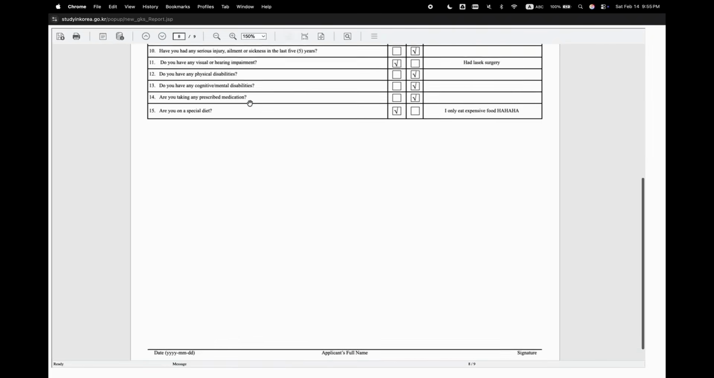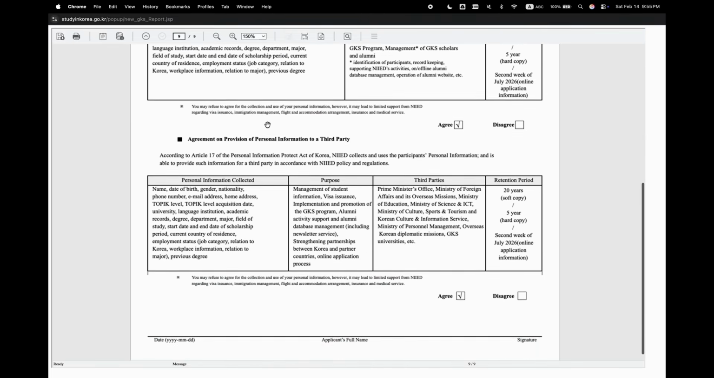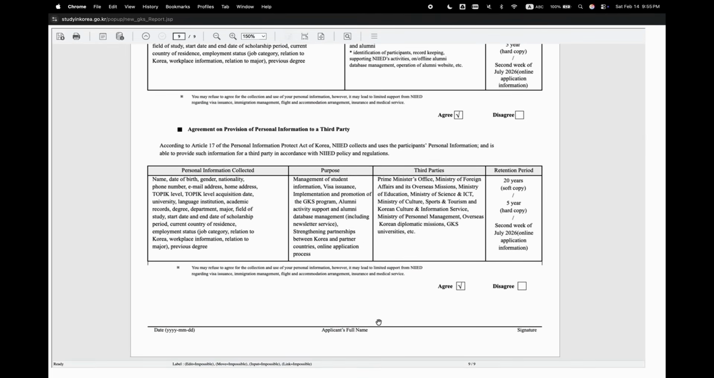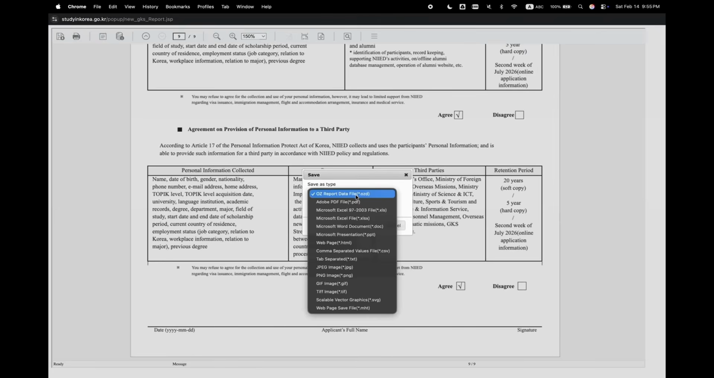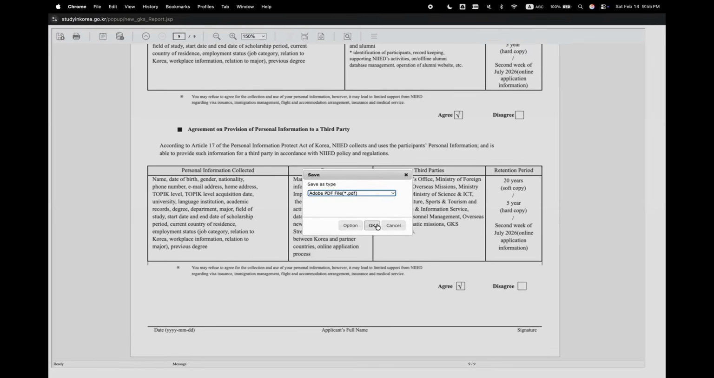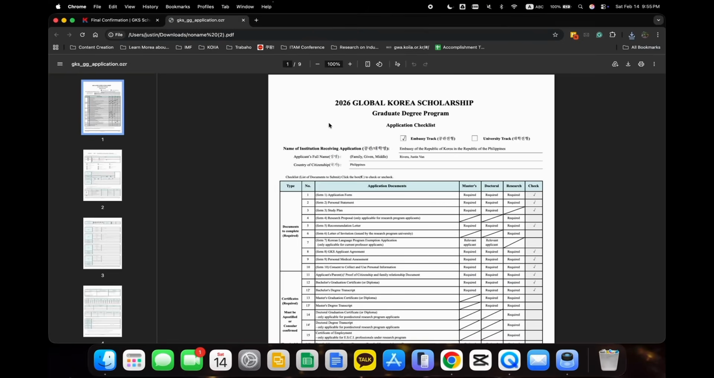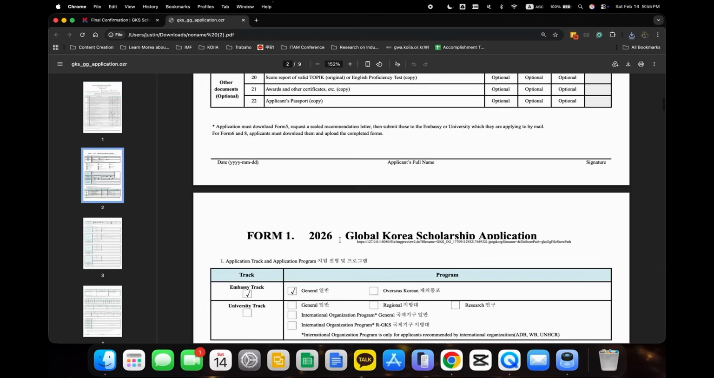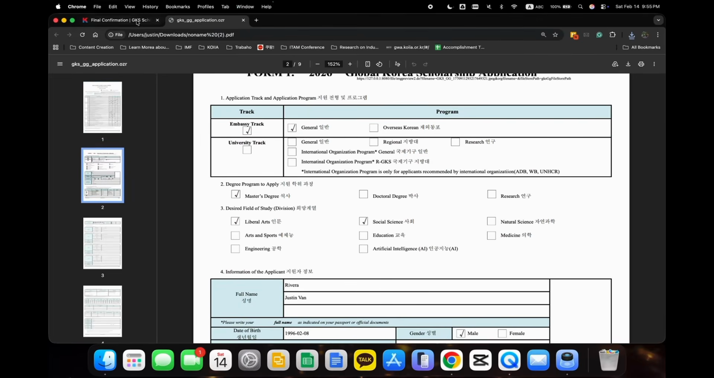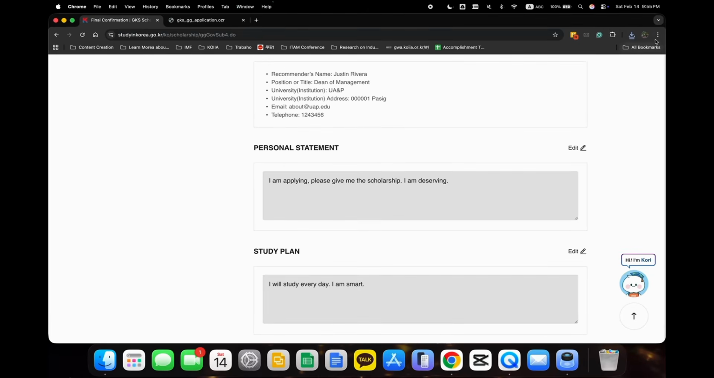Up until the personal medical assessment and then the consent to collect information, again, you need the applicant's name, date, and your signature. You can save it directly, but when saving, be sure to save it as a PDF file, and then click okay. Then the file will come out. This is it, the completed application form. It's so nice, right? You don't need to edit or check anything. That's how it works.